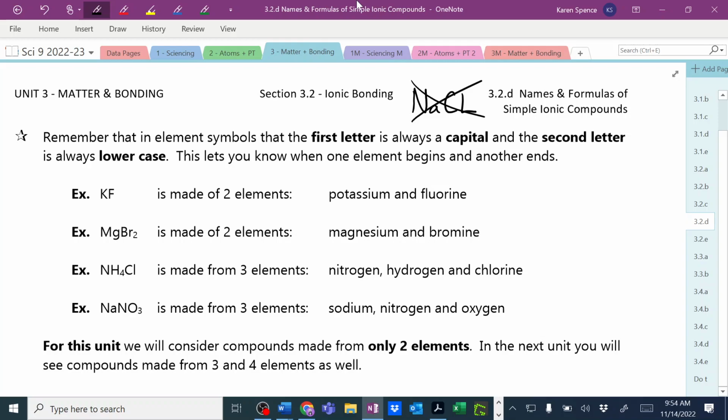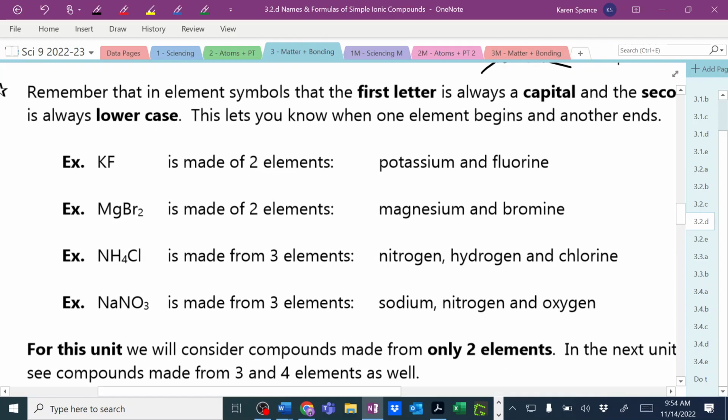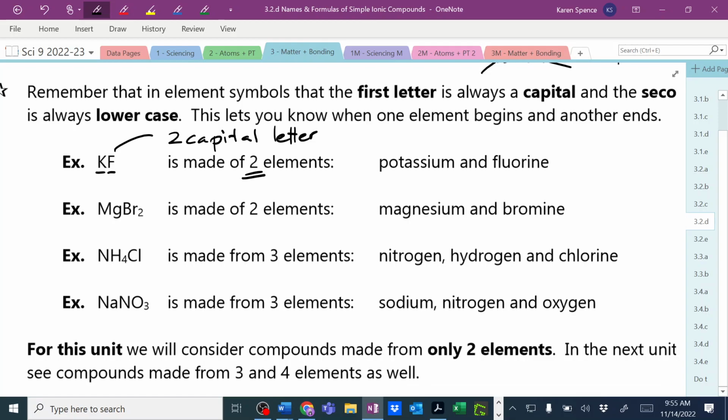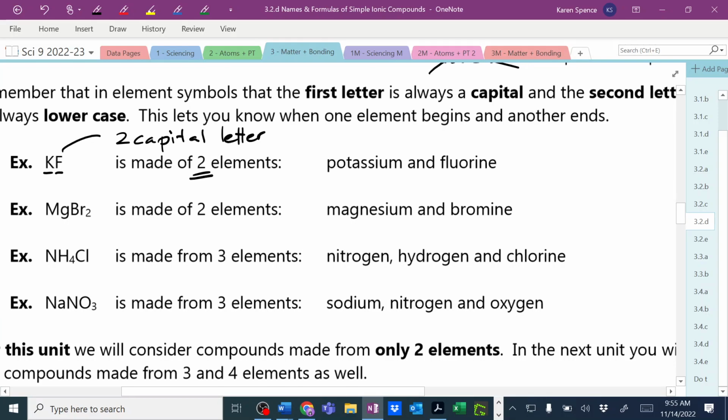It's interesting because you can actually look at this and say, how many elements is KF made of? There's 2 capital letters. So that is made of 2 elements. K is potassium, F is fluorine. What would the name of that compound be? Potassium fluoride.